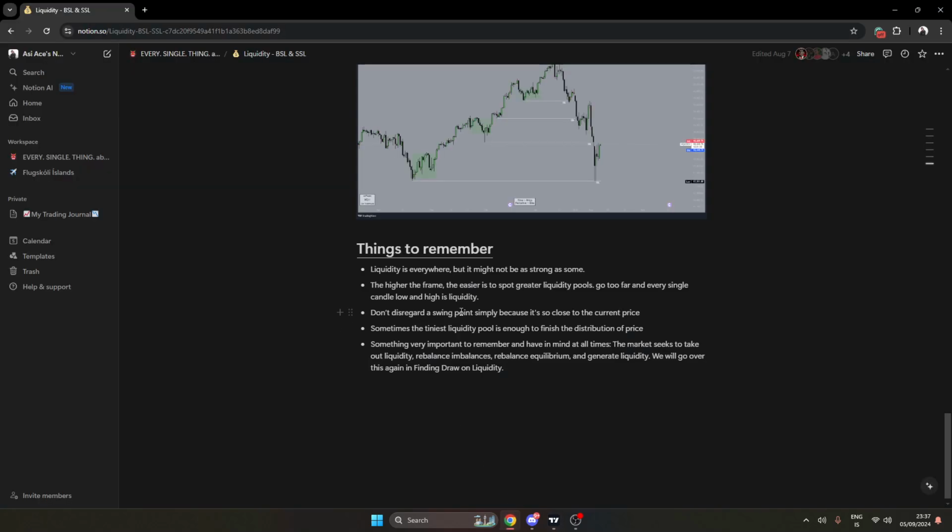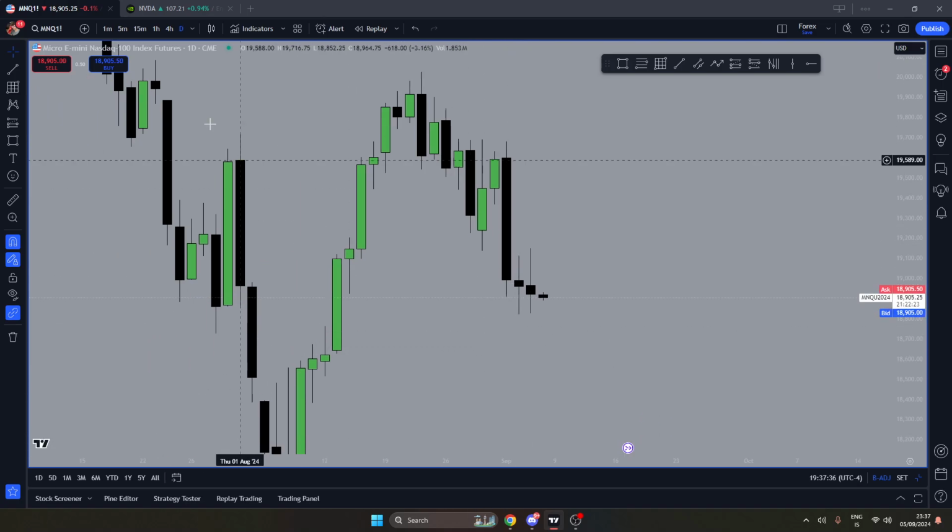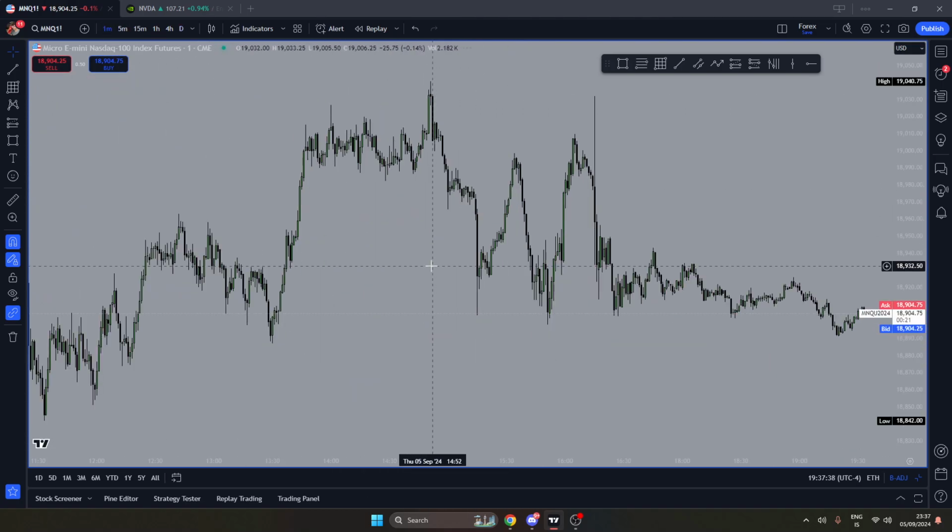Don't disregard a swing point simply because it's so close to the current price. Sometimes the tiniest liquidity pool is enough to finish the distribution of price. Something very important to remember and have in mind at all times: the market seeks to take out liquidity, rebalance imbalances, rebalance equilibrium, generate liquidity. We will go over this again in finding draw on liquidity. So yeah, sometimes the tiniest liquidity pool is enough to finish the distribution of price. As I was just showing you just now, right?